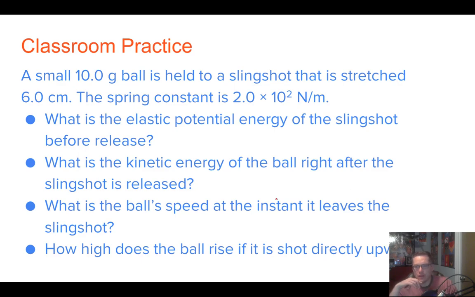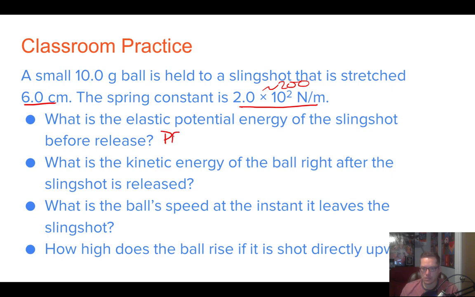All right, let's do this. We've got a small 10-gram ball, and it's held in a slingshot that's stretched to 6 centimeters. The spring constant is 2 times 10 squared Newtons per meter, so this is essentially just 200 N/m. Remember that's the spring constant, which is essentially telling us how strong that slingshot is. It says, what is the elastic potential energy of the slingshot before release?